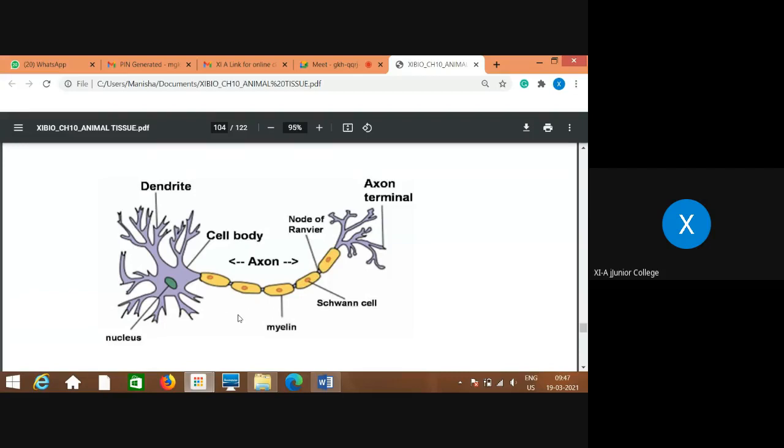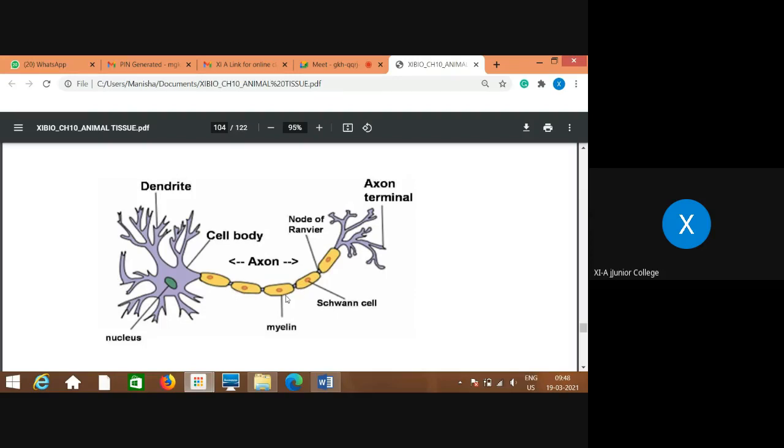Now one more thing you need to remember is the axon, which you can see. It looks like cells attached to each other, where the nucleus is oval shaped, a little bit shifted to one side, and you can see the gaps in between these cells.